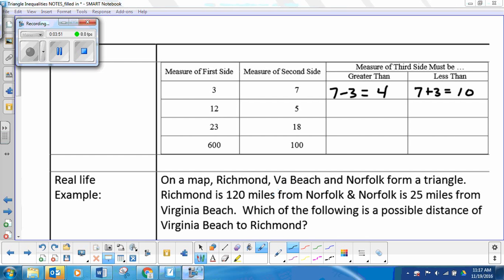So go ahead and pause the video and take a moment and fill in these other 6 blocks based on the information provided over here.